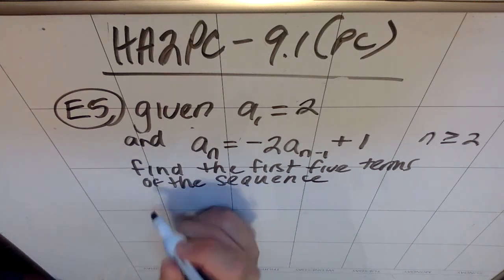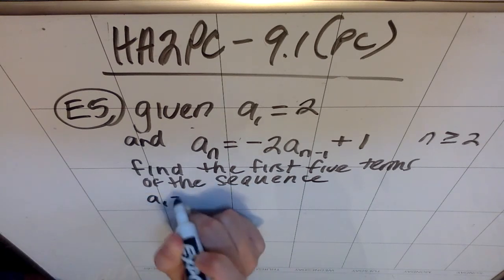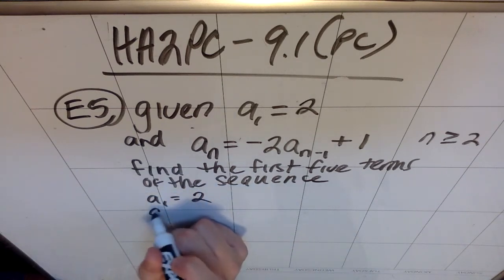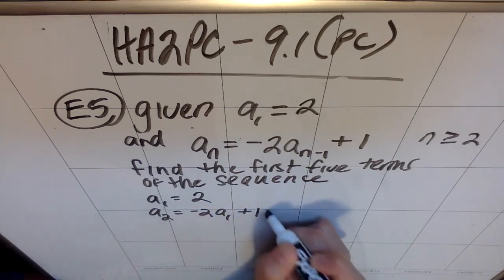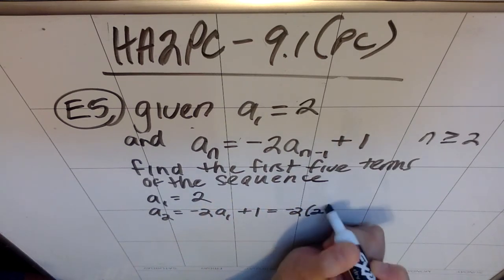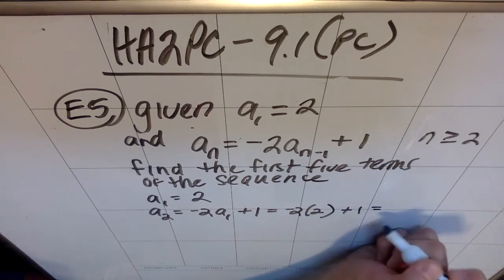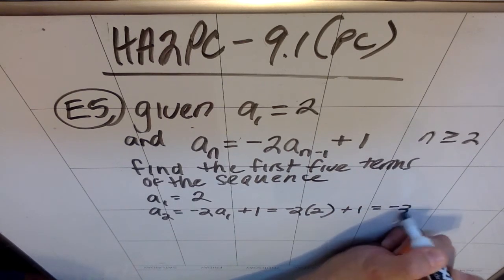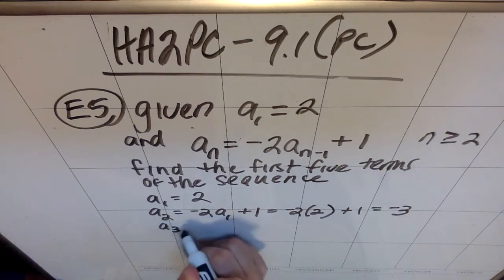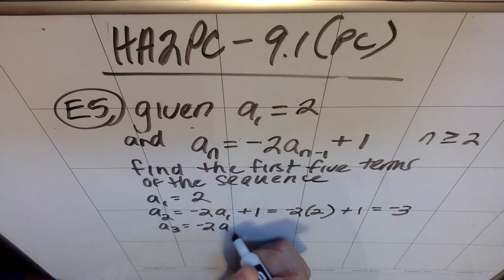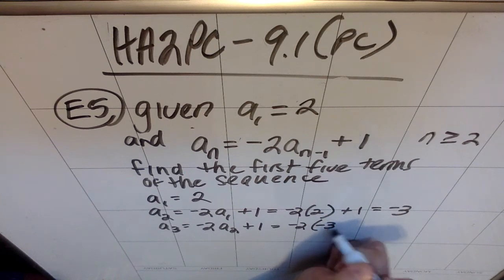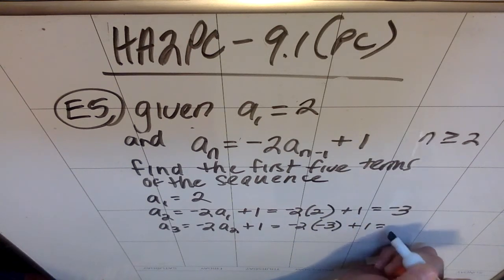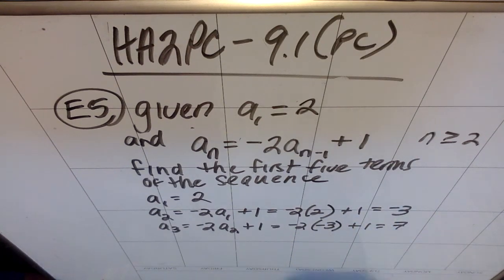So I already know the first one, right? So a sub 1 is already a 2, right? A sub 2 should be a negative 2 times a sub 1 plus a 1. Well, that's a negative 2 times the term right before this plus a 1, so I get negative 4 plus 1, which is negative 3. A sub 3 should be a negative 2 times a sub 2 plus a 1, meaning it's a negative 2 times the negative 3 plus a 1. So that's a 6 plus 1, which is a 7.